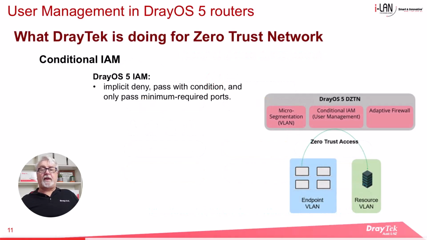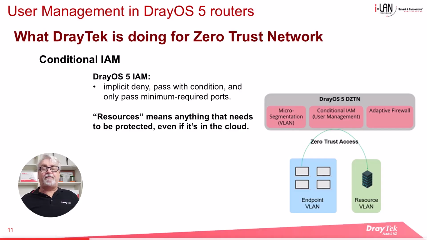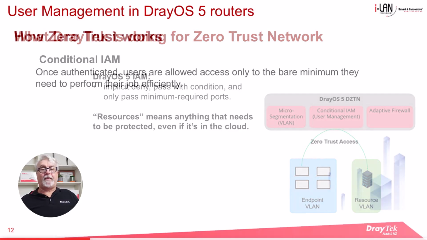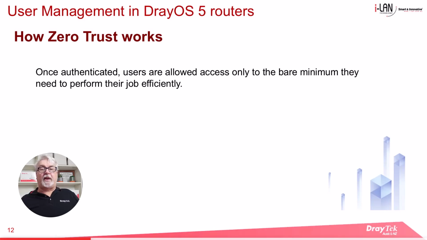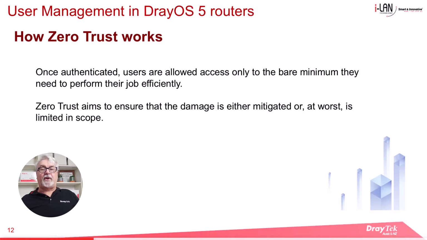Simplifying what I've just mentioned, in DrayOS 5 routers, IAM will implicitly deny access to everybody, but will allow access with conditions. And when it does, it will only allow access to the minimum of resources. By resources, we mean anything that needs to be protected, even in the cloud. Once authenticated, users are allowed access only to the bare minimum they need to perform their job efficiently. Therefore, if a device or user account is compromised, Zero Trust aims to ensure that the damage is either mitigated by not allowing access or, at worst, is limited in scope.